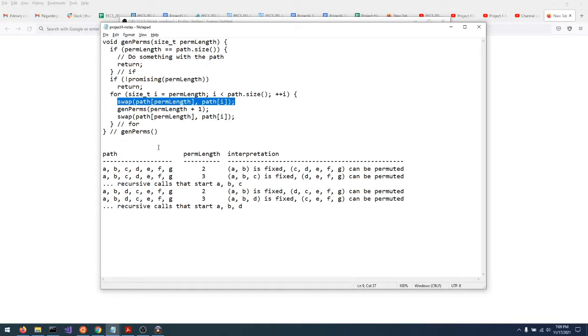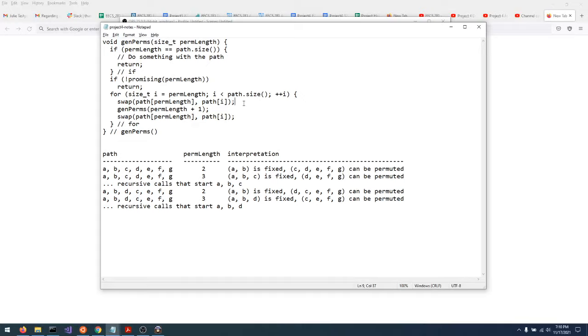And here's an interpretation down at the bottom. Let's say my path had A, B, C, D, E, F, G in it, and perm length is 2. What that means is that A and B are fixed, and C, D, E, F, G can be permuted. If the swap happens to put C here, and we make a recursive call with perm length 3, it's still the same path, but perm length being 3 means A, B, and C are fixed. D, E, F, G still can be permuted.